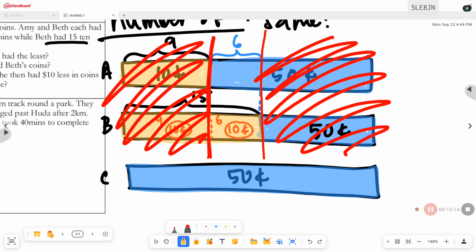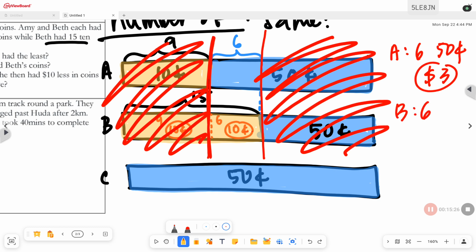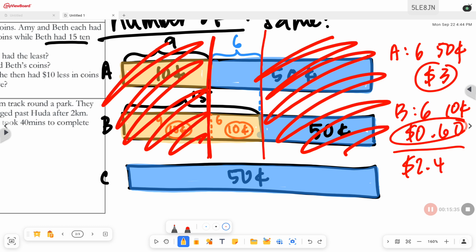So if I look at Amy from here, I can see that she has 6 50-cent coins in that zone, which is $3. And for Bev, I can see in this zone, she has 6 10-cent coins, which is 60 cents. So what is the difference in the amount of money? The answer is $2.40. The end. That's it for B. Okay?